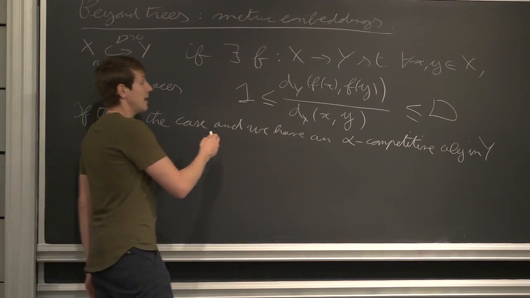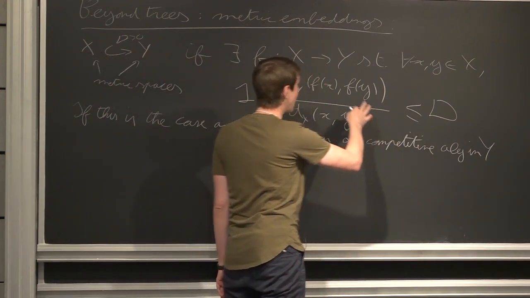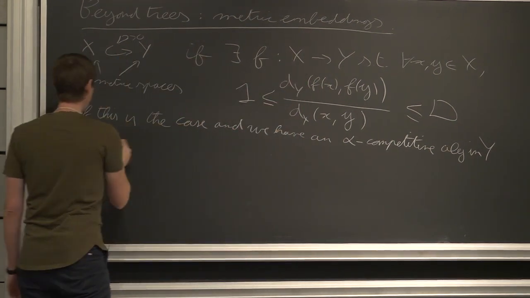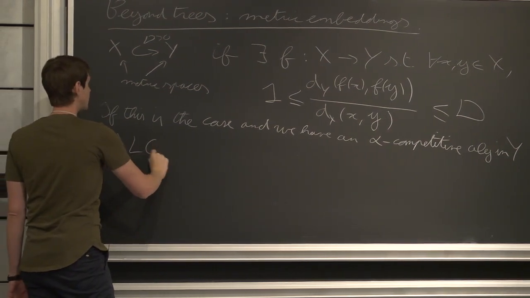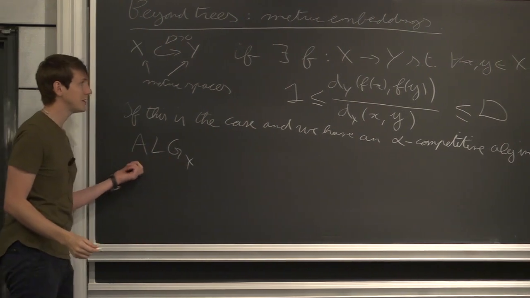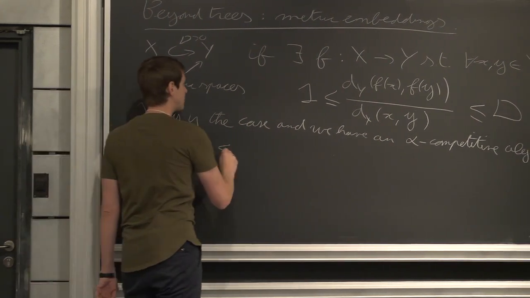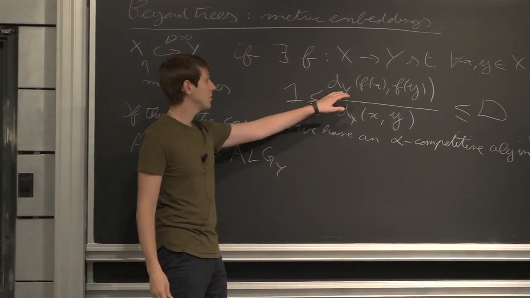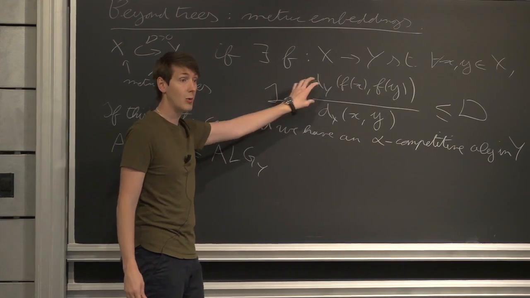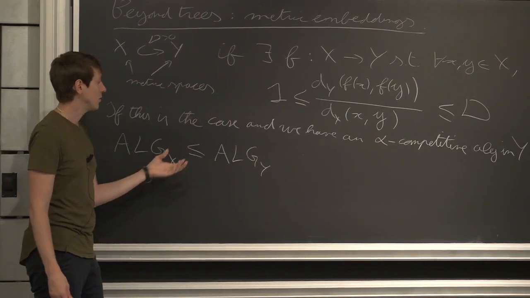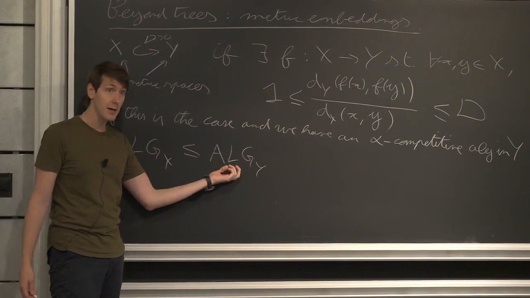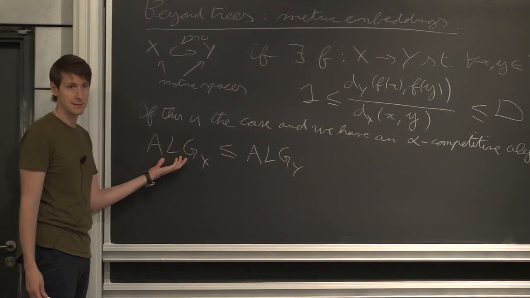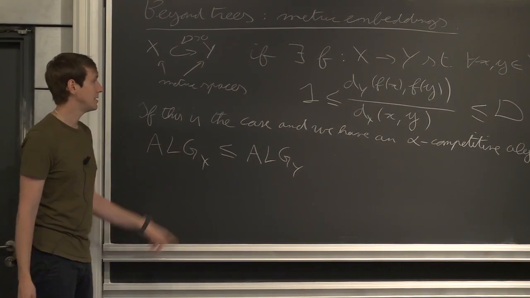So why is that? I can just run my algorithm in y, and this gives me some movement in x. Now, what is the movement in x? The movement that I suffer in x is certainly smaller than the movement that I suffer in y. This is this non-contracting property. The distances in y are just bigger than the distances in x. So if I record the movement cost of my algorithm in y, I just record a larger movement than what is actually happening in x. So this inequality is true.